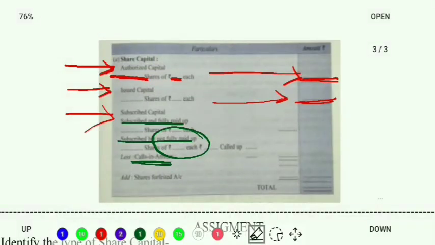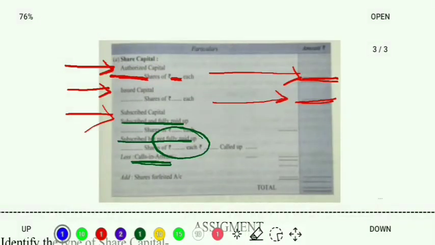Third, what we write? We write how much is my subscribed capital, and we know subscribed capital is divided into two types. First is subscribed and fully paid, next is subscribed but not fully paid. For both of them we write dash shares of rupees dash each, dash shares of rupees dash each. Clear? Now because this is subscribed and not fully paid, obviously there has to be a calls in arrear. That is why it is not fully paid. Okay, some amount is pending to be paid, some amount is left to be paid. That is called as calls in arrear.